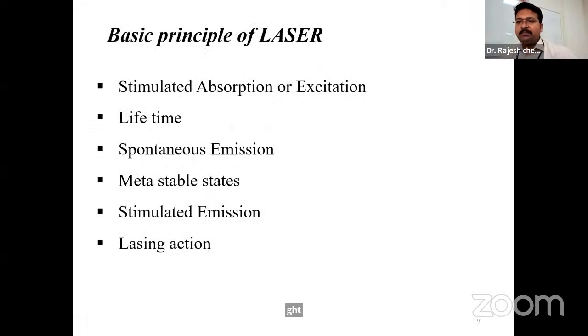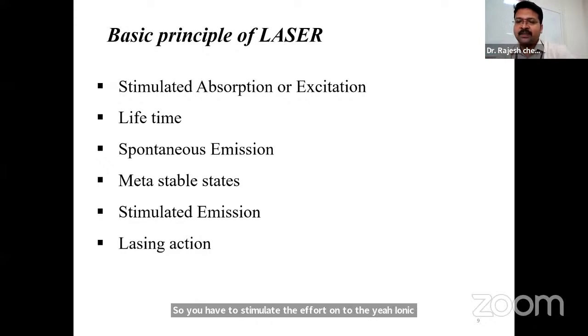So what are the basic principles we should remember while talking about the laser? First one is stimulated absorption or excitation. What does it mean? Anyone? If you want to start a laser, what do we have to do? We need some starting energy to start our lasing device, right? So we have to stimulate the photon to the ionic material or semiconducting material or a polymer or anything.